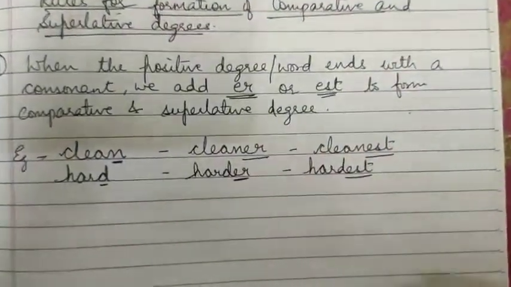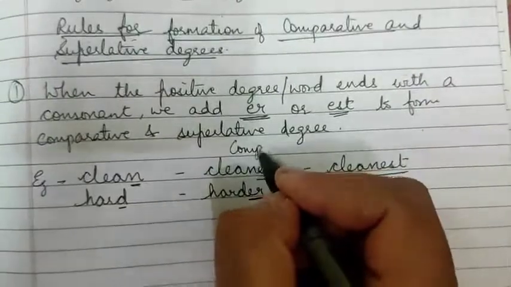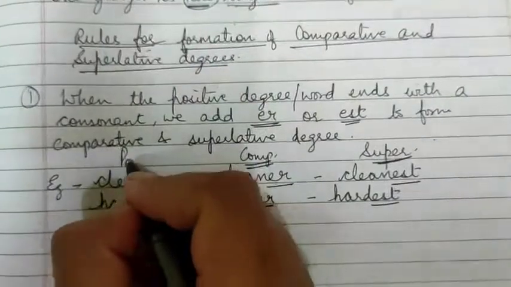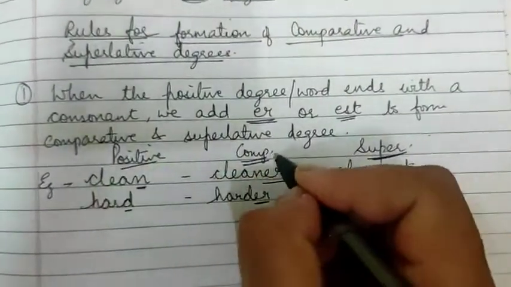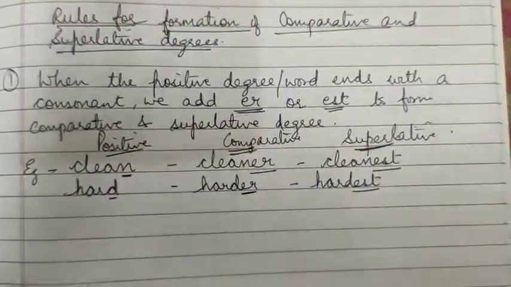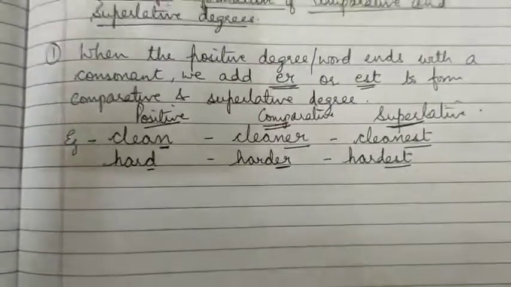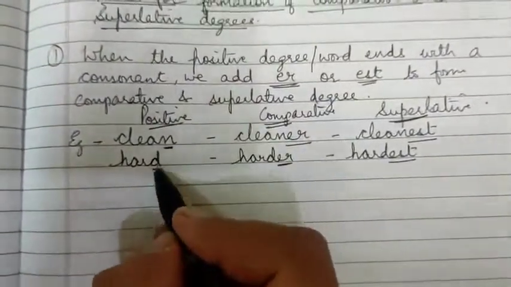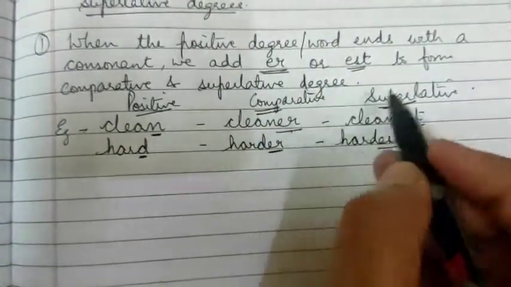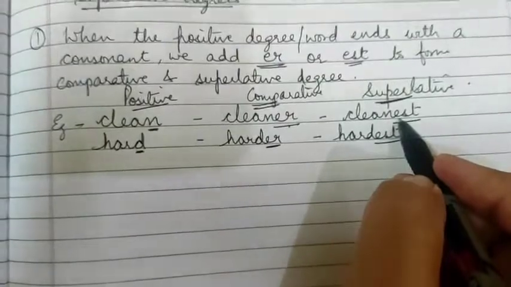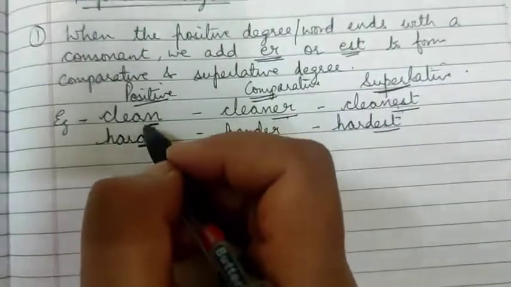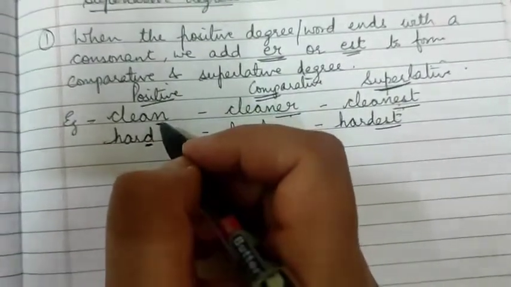EST is added here. ER is added in comparative degree and EST is added in superlative degree, and this is the positive degree, comparative and this is superlative. Is it clear to you that when a positive word ends with a consonant, then ER is added in the comparative degree and EST is added in the superlative degree, and this ER and EST is added to the positive word, the word which is given in the positive degree.